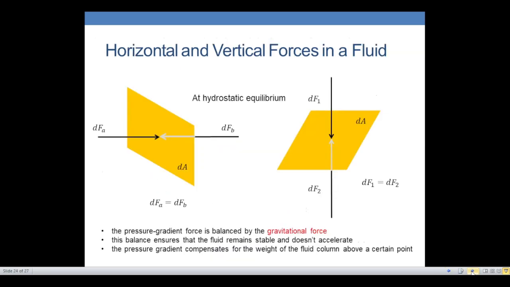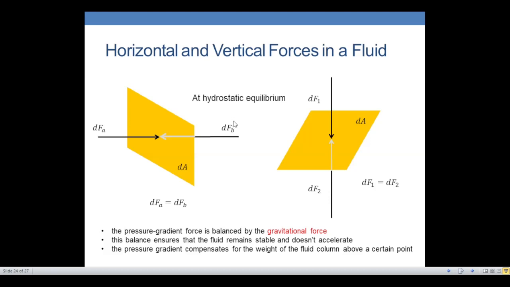Now, let us talk about the force. What will happen about the force? Take note, if we have a fluid at hydrostatic equilibrium, the forces are balanced. If the forces are balanced, meaning the net force is equal to 0. Take note of that.